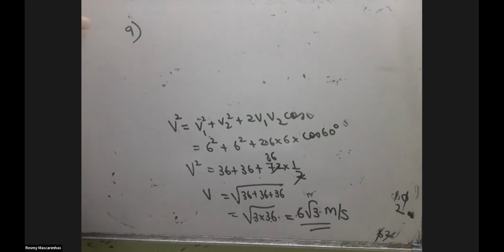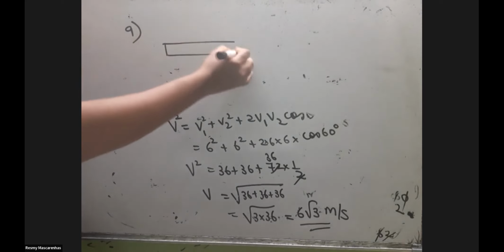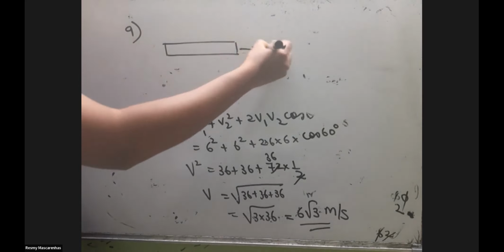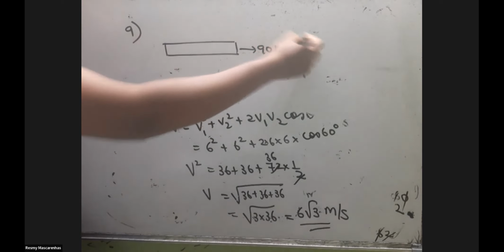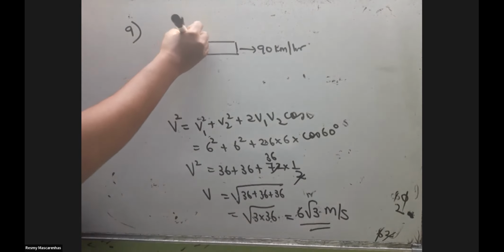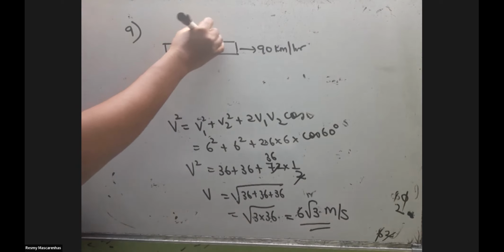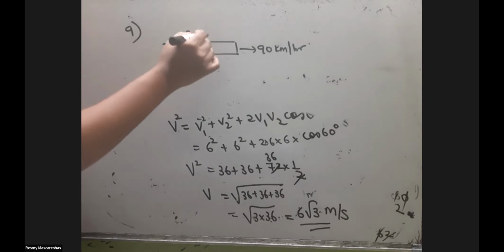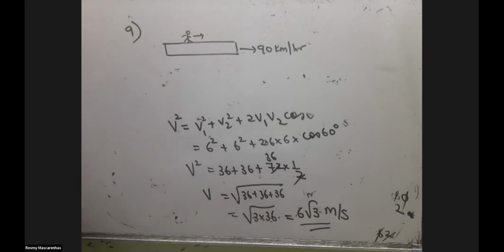Question number 9 says there's a train which is moving at 90 kilometers per hour. There's a person standing. He's moving, we don't know at what speed, but he is also moving.